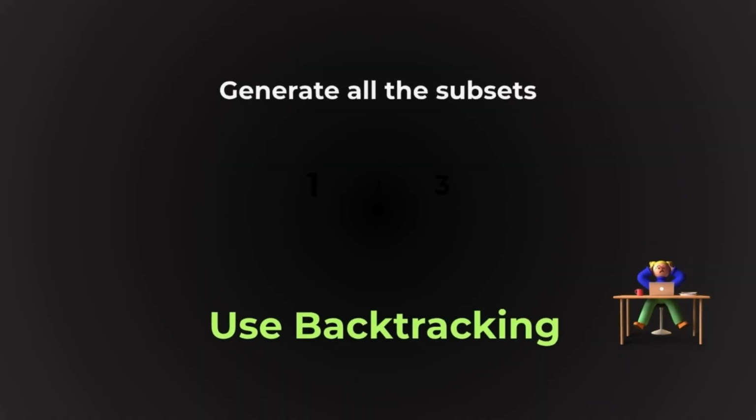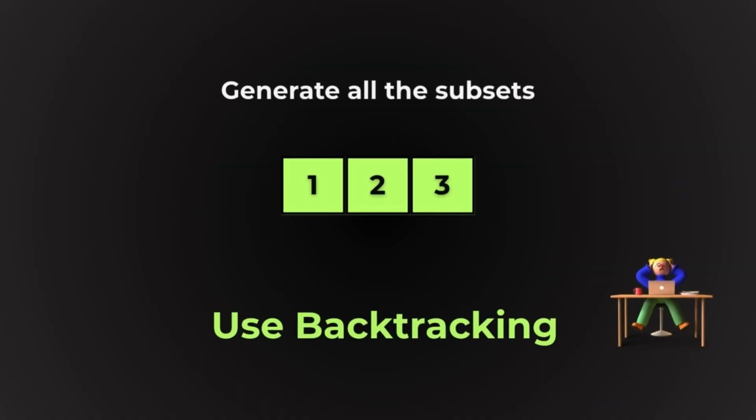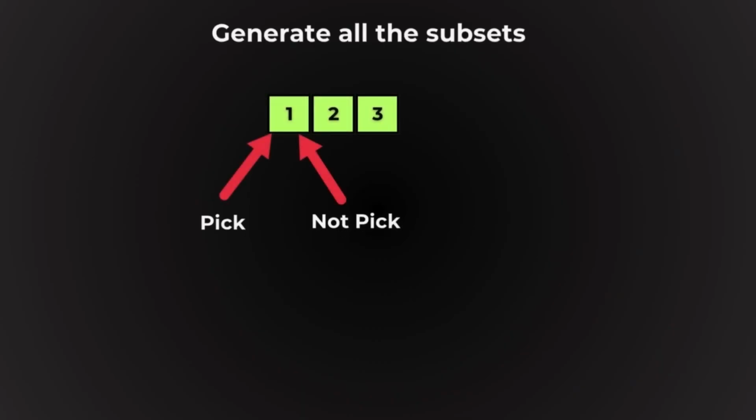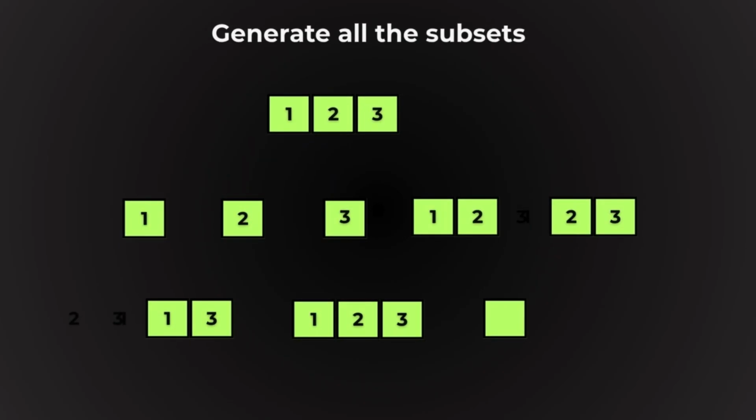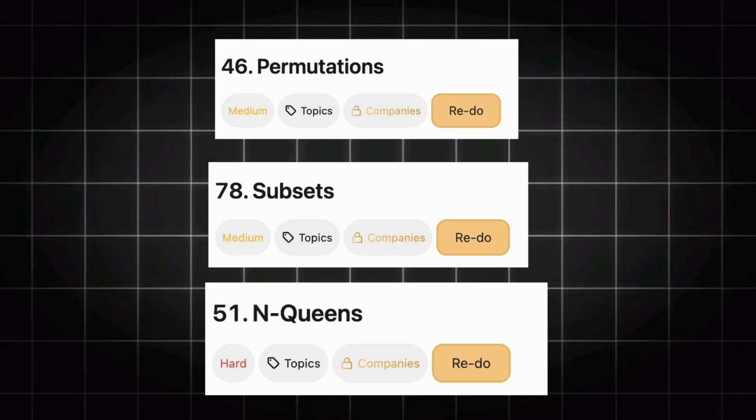Imagine that you are given an array 1, 2, and 3, and you need to generate all the subsets of the given array. For this, we can use backtracking. Go to every single element, and for every element we have two choices: whether to pick or not to pick. In this way, we explore all possible choices for every single element to get the subsets of a given array. Here are some practice problems you can use to get good at backtracking.